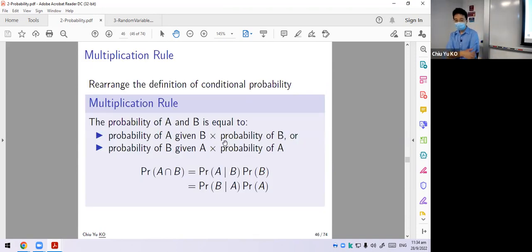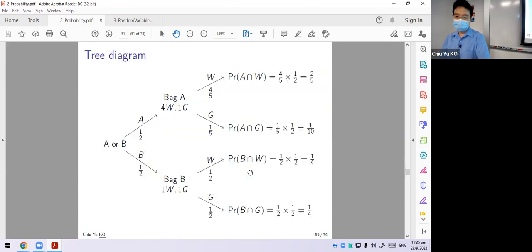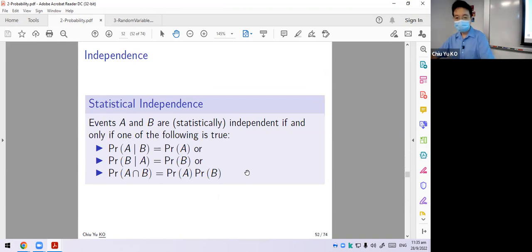From the definition of conditional probability, we have the multiplication rule, which says A and B is A given B times B, or B given A times A. The next thing we learned is independence. Two events are independent if telling you B cannot help you with anything about A, or vice versa, and the intersection is just the multiplication. That last one is very important, as we rely on it a lot for all the subsequent learning.